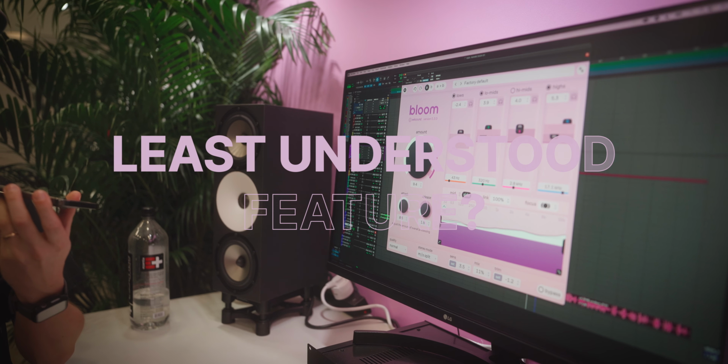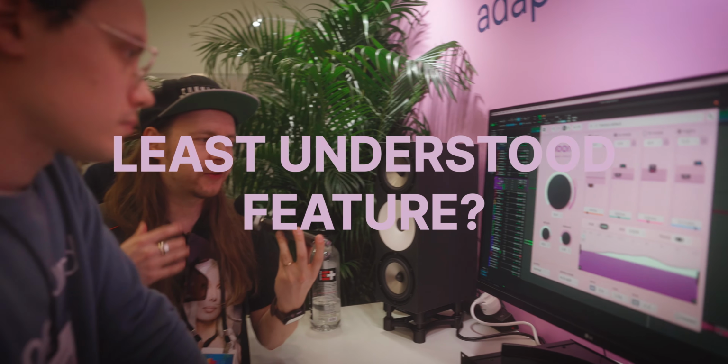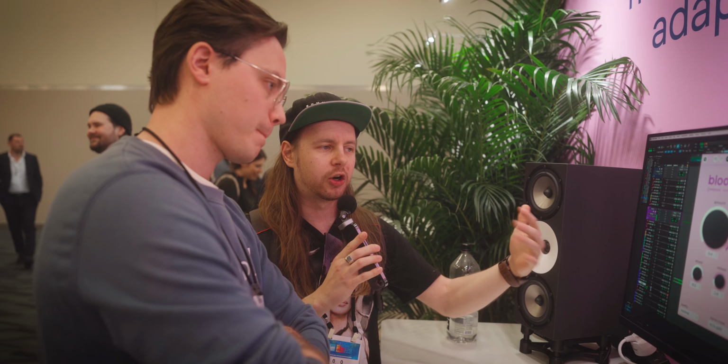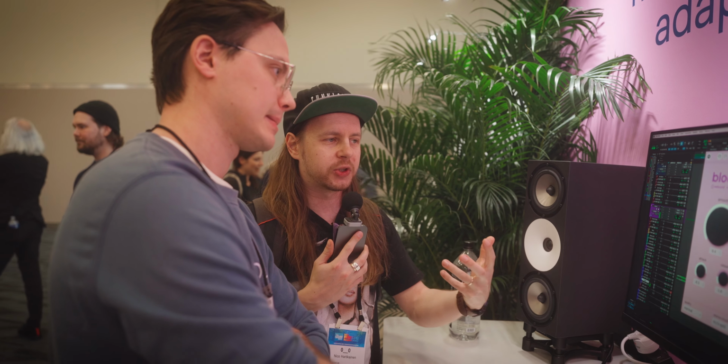So is there a least understood feature that is often missed or something like that? When we were first looking at this plugin in the early alpha stages, your guys' ethos was sort of, we're trying to keep it minimal, but as you went further and further, you started implementing more and more features, which honestly, I like every single one of the features that you added.